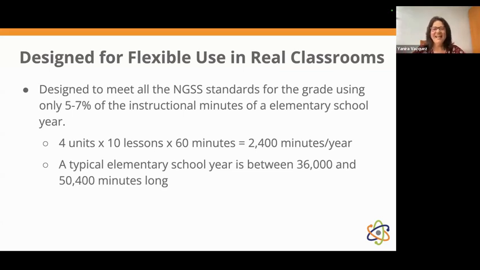Our units are designed in really manageable chunks that you can think about how they work best during your school week and during your school day. So if you have 20 minutes for science a day, you can make that work. If you have 30 minutes for science 2 times a week, you can make that work. Our units are made that way because we know we are designing for real classrooms.